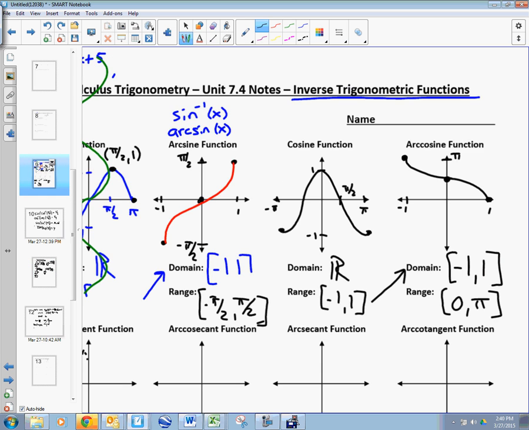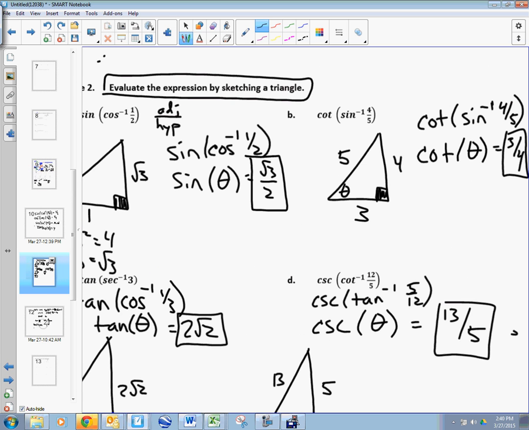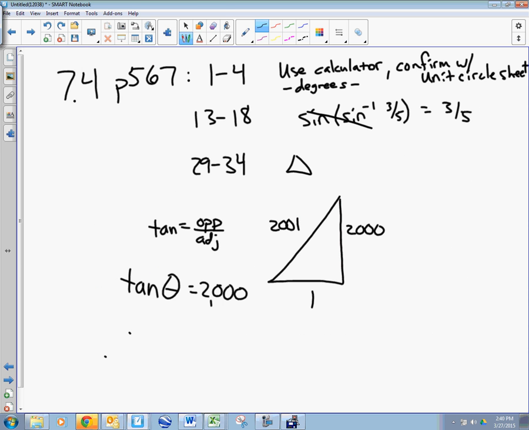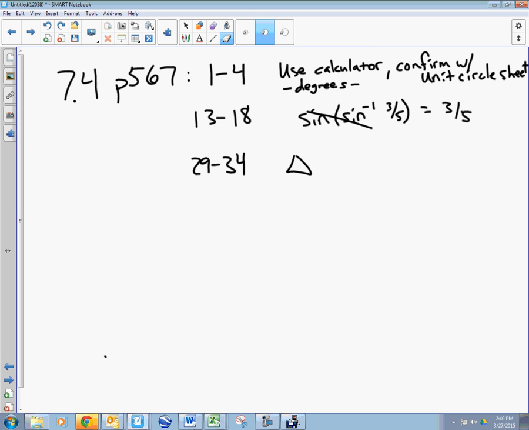So, folks, that's what I've got for you. I've got an assignment. And it doesn't take very long. As a matter of fact, you'll be able to finish a lot of it before you leave today. 1 through 4, just use your calculator, confirm with your unit circle sheet, and answer in degrees. 13 through 18, easy stuff. And then 29 through 34, sketch the triangles.